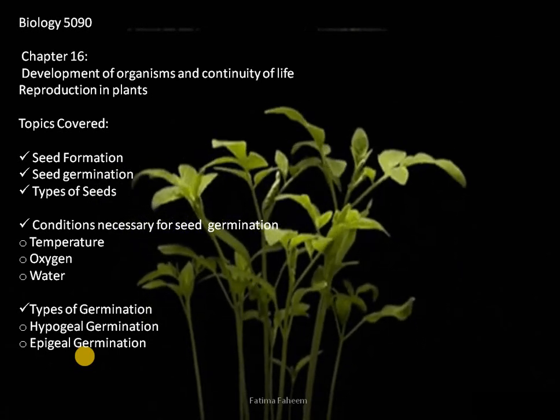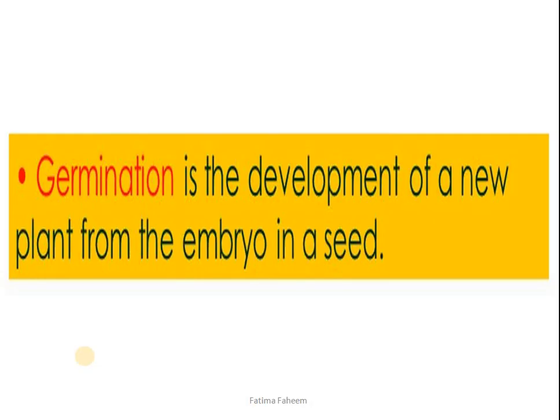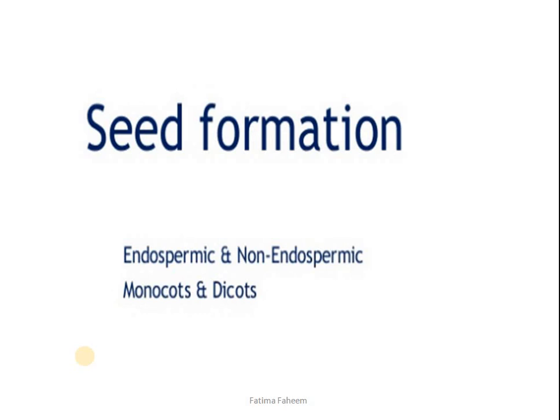But before starting this topic, we should know what germination is. Germination is the development of a new plant from the embryo in a seed. To understand this definition, we need to know what embryo is, and for that we need to know the basic structure of a seed. Seed formation can be of different sorts since there are different sorts of seeds.